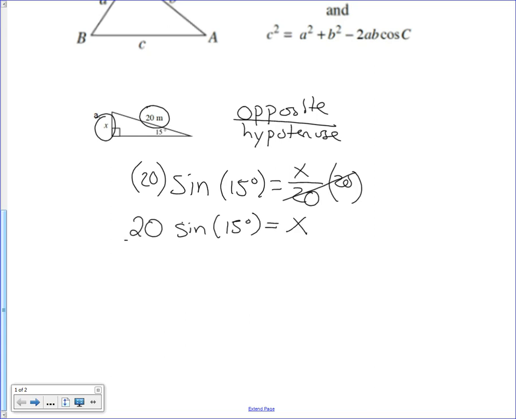Then I put this into my calculator, and I believe I get about 5.18. So x is equal to approximately 5.18 meters. Depending on what you're given, you always want to look at what you're given in the triangle and then match it up to whether you're going to use sine, cosine, or tangent.